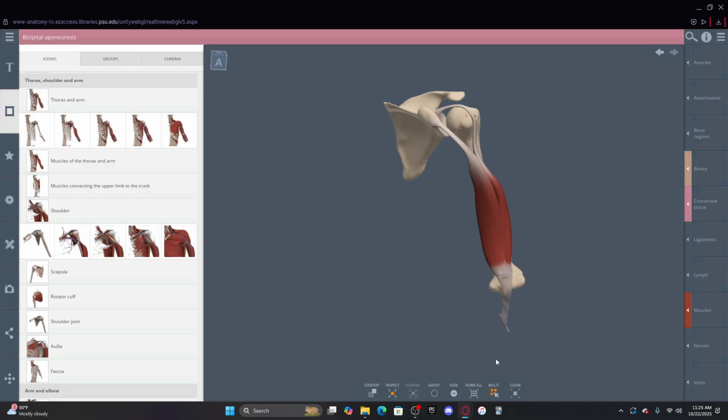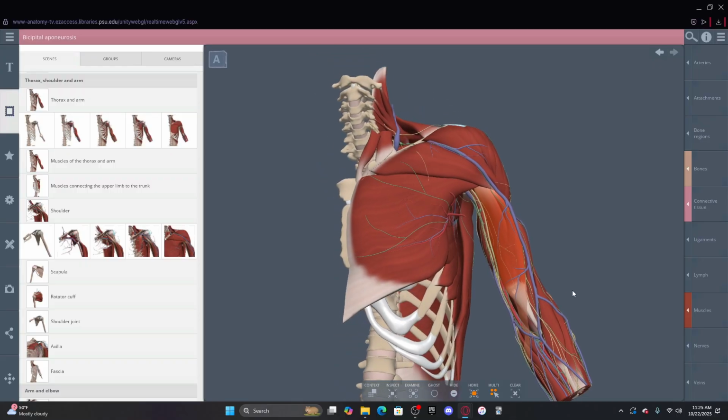Biceps brachii is responsible for glenohumeral and elbow flexion, as well as supination. When I say supination, imagine holding a bowl of soup in your hands. Your palms are faced up. Supination. When they're face down, pronation. So when you have a bowl of soup in your hands, the arm is supinated. And then when you have your hands down, your palms down towards the ground, that's pronation.